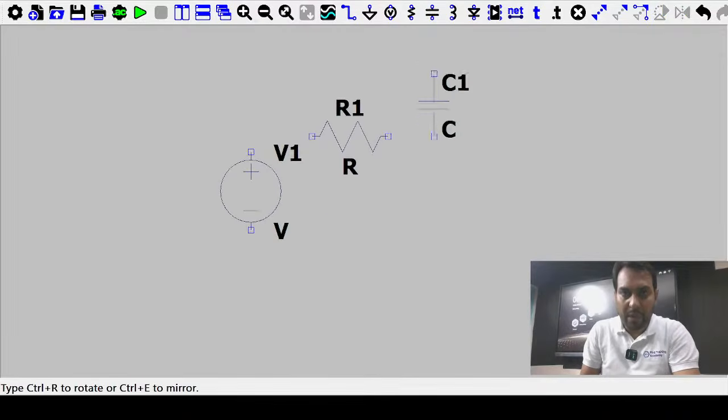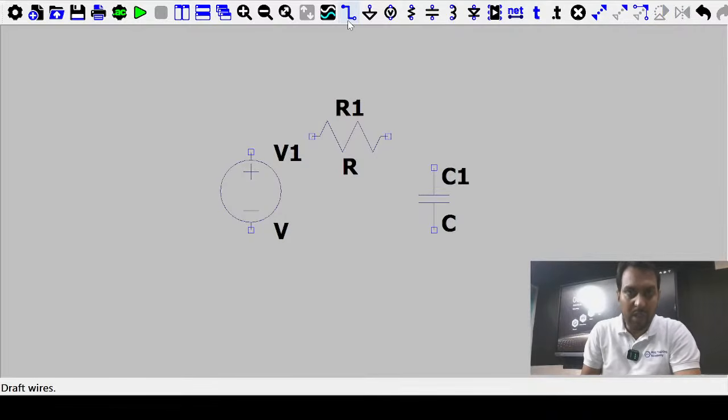Okay, and you have a capacitor here, and just connect with the help of wire. So you have this wire, or you can press directly the shortcut key W. So press W and you can connect it like this. Okay, so you can connect in this way.